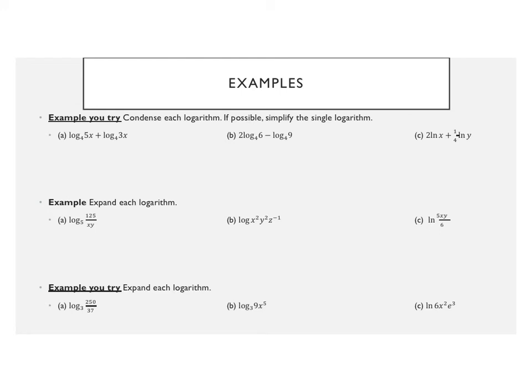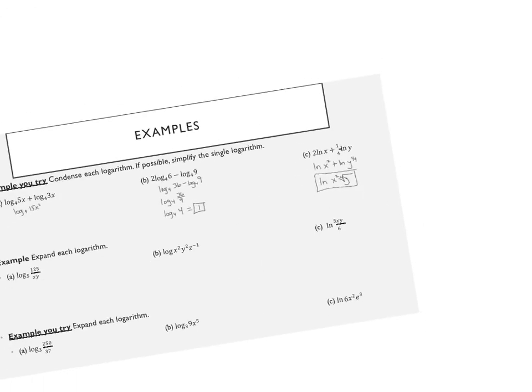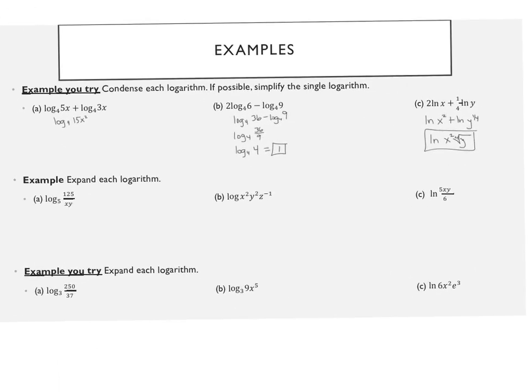Take a minute and try these example you-tries. Okay, so for example you-tries, hopefully for A you found log base 4 of 15x squared, for B 1, and C natural log of x squared times the 4th root of y. Now, you could have left it as y to the 1/4 power, that is the same thing.